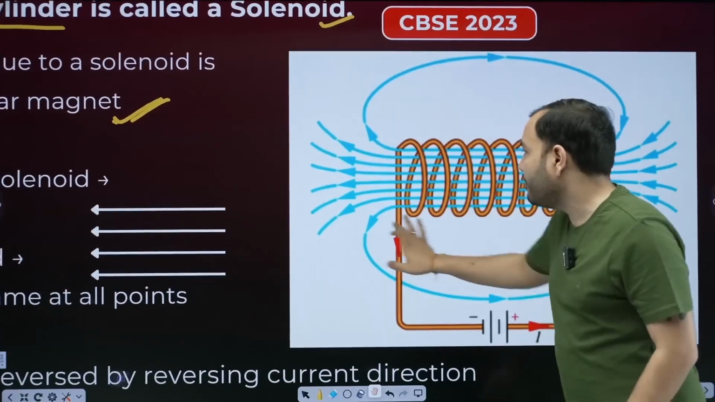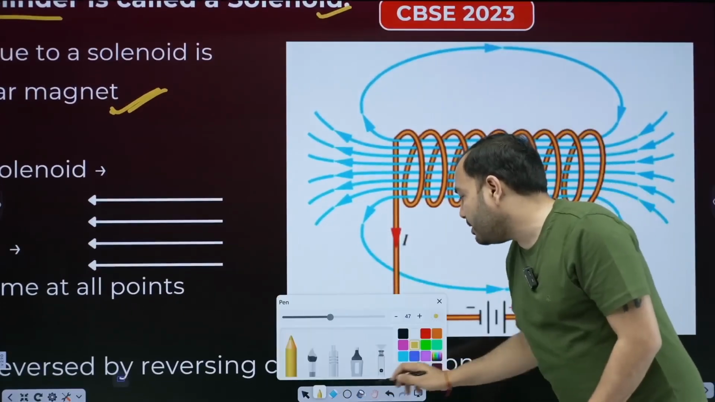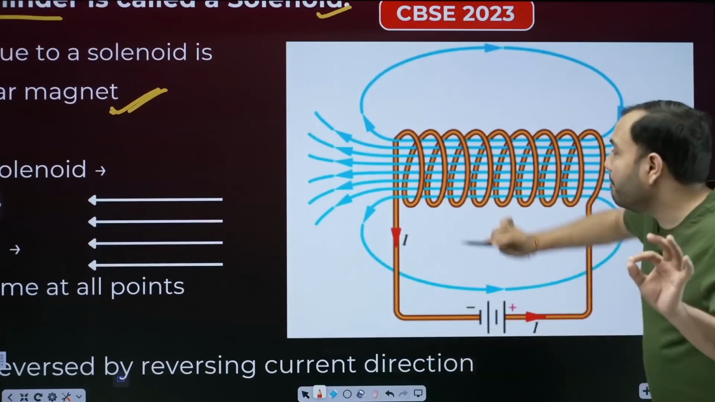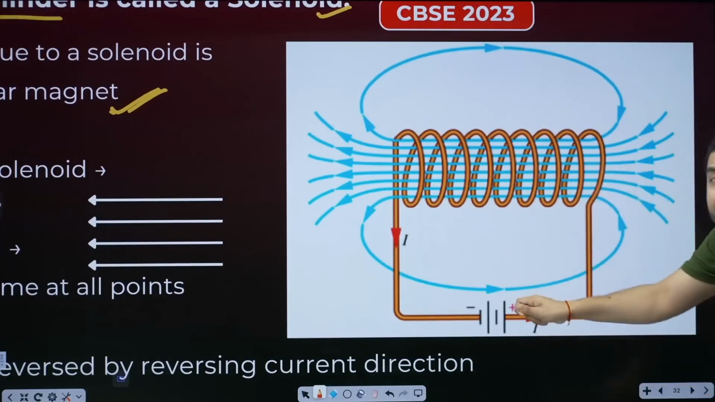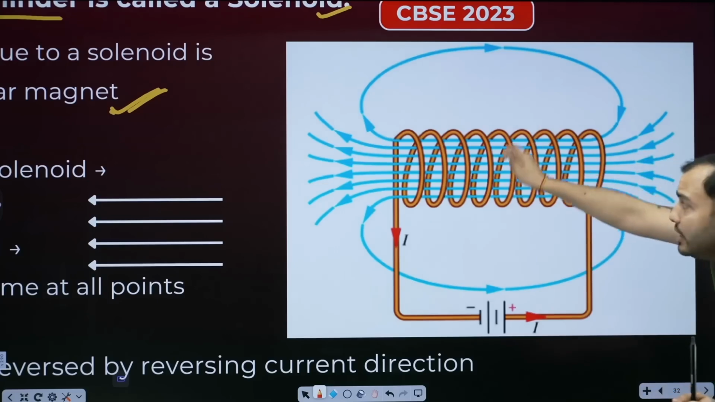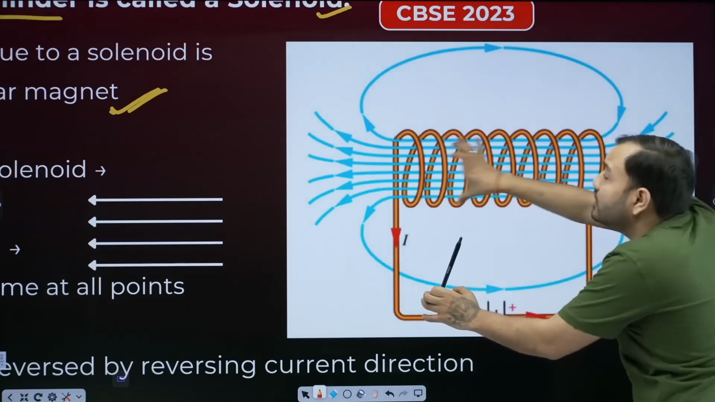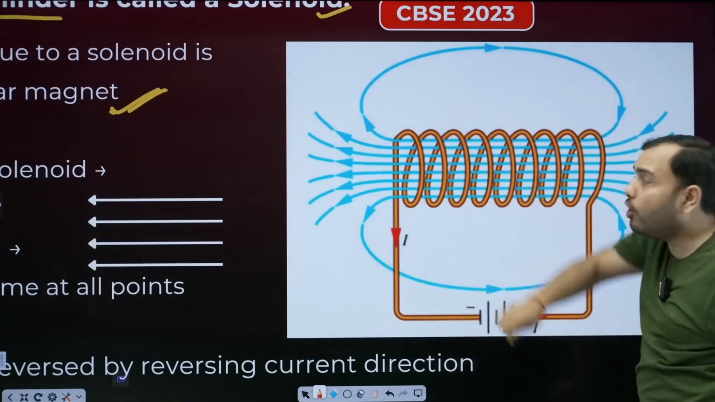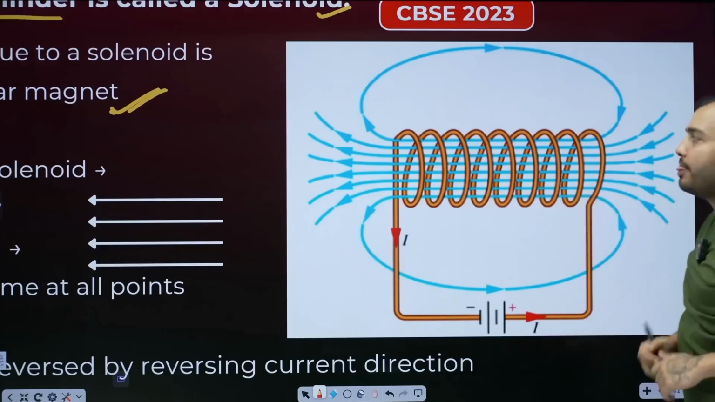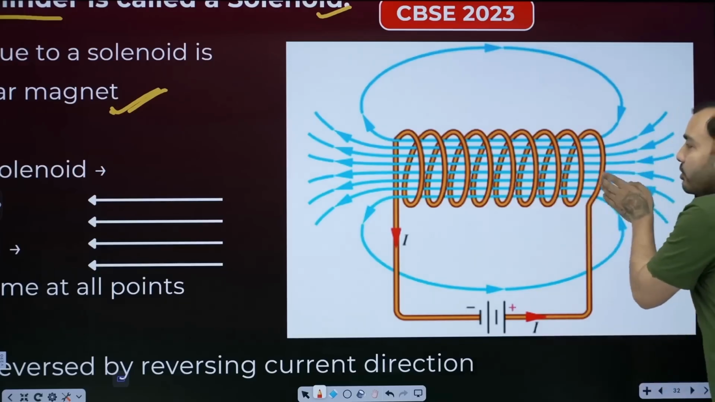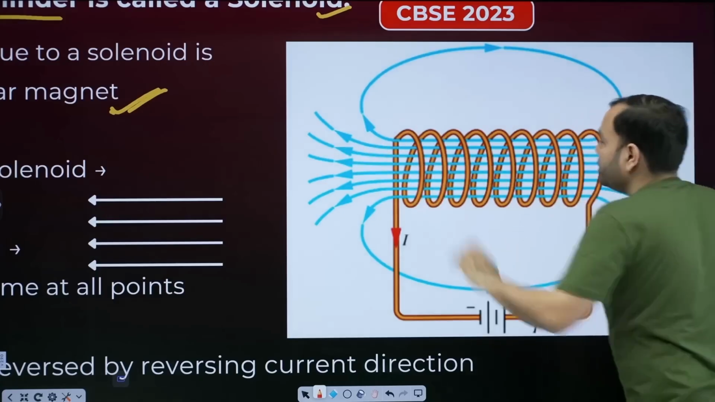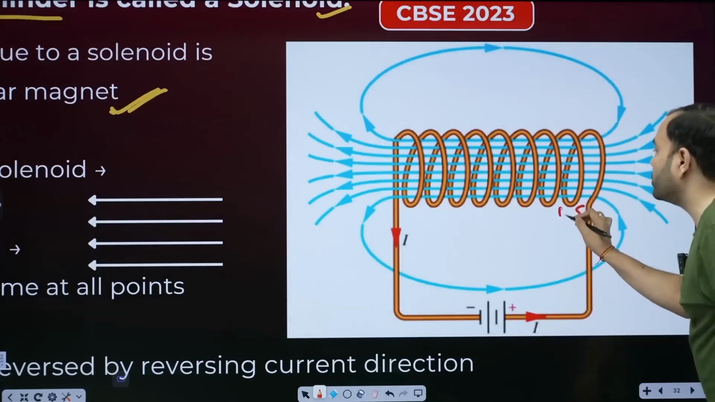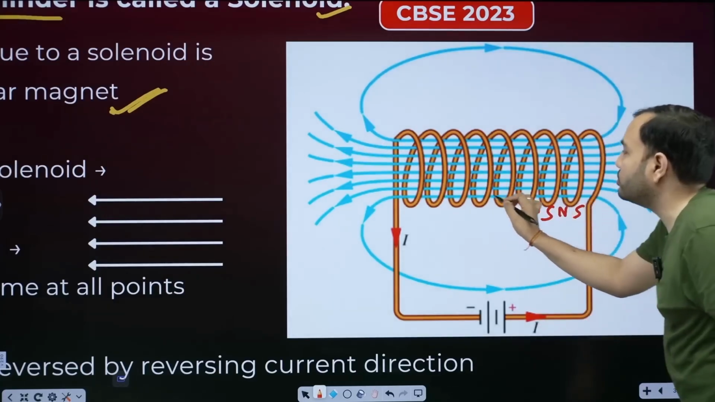Let's see. Here it is. This is a solenoid. What is a solenoid, beta? A coil of many turns of an insulated copper wire wrapped closely in the shape of a cylinder, a coil of many circular turns. Okay. In a circular coil, from one side the field enters and exits from the other. Here it exits from this side. Where it entered, this is south, this is north.